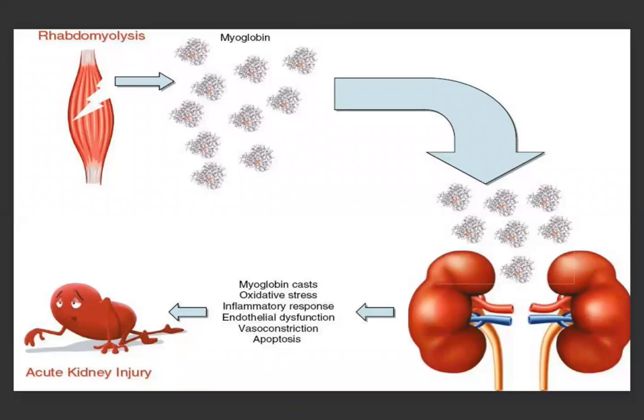This is a picture of the process. It's a picture of muscle breaking down, then the myoglobin being released into the bloodstream and filtering through the kidneys. When the myoglobin blocks structures of the kidneys, this is when the damage begins, such as oxidative stress, inflammatory response, endothelial dysfunction, vasoconstriction.